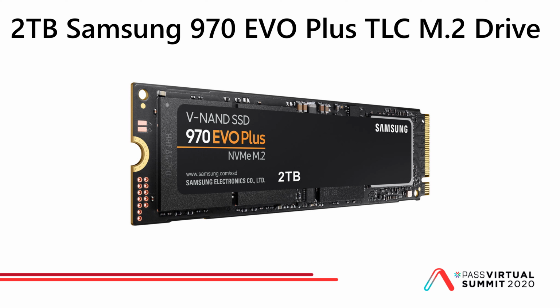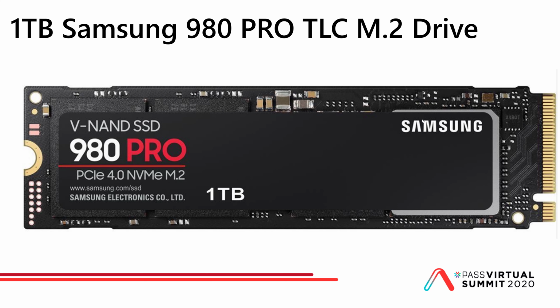So this is a 2 terabyte Samsung 970 EVO Plus. That's one of the better Gen 3 M.2 drives. Here's a brand new model from Samsung, the 980 Pro. And this is also TLC, and it's an M.2 drive. Right now, the largest capacity you can buy is 1 terabyte of that, but they're going to have a 2 terabyte in the future. And so if your system supports Gen 4, you could use one of these.